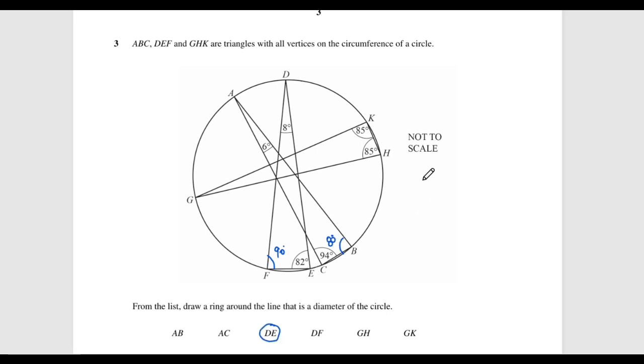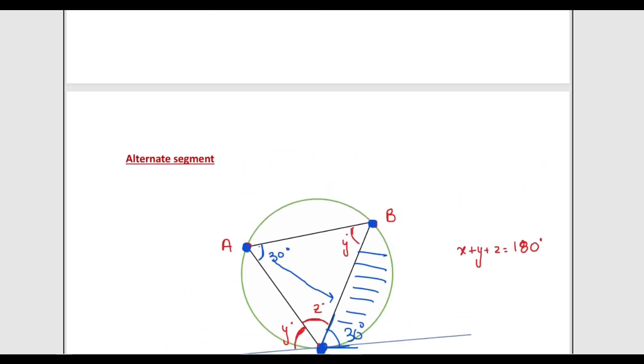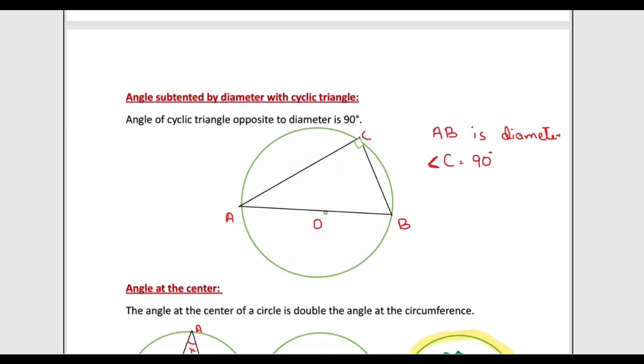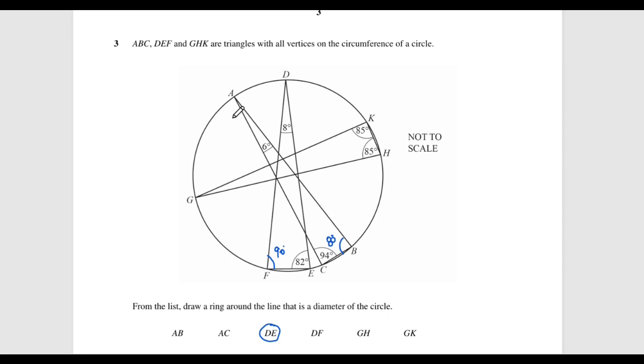Now why is this length the diameter? Why not the other lengths? There is a theorem that the angle of a triangle opposite to the diameter is 90. So the angle of the triangle opposite to the diameter is 90. We can see that in our case, this is the 90 angle, so the length which is opposite to it would be the diameter. So DE is the diameter.